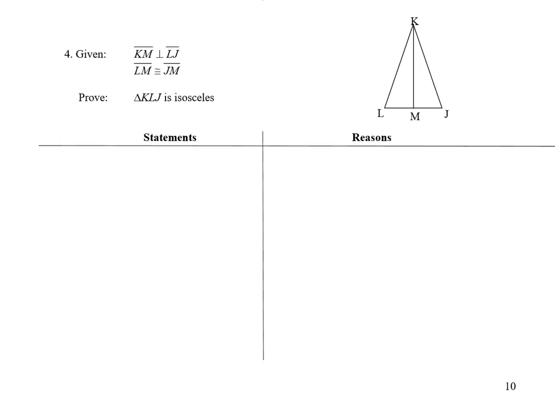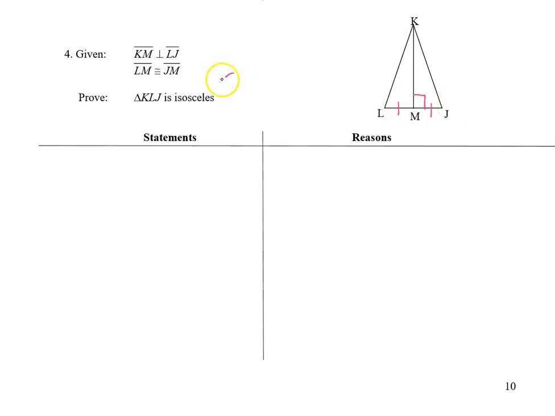Okay, KM is perpendicular to LJ. Okay, so I know these are going to be right angles. And LM is congruent to JM. I want to prove that KLJ is isosceles.